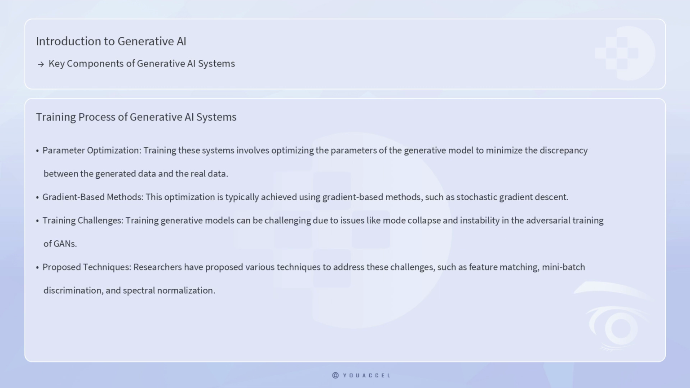The training process of generative AI systems is another crucial component that determines their performance and effectiveness. Training these systems involves optimizing the parameters of the generative model to minimize the discrepancy between the generated data and the real data. This optimization is typically achieved using gradient-based methods, such as stochastic gradient descent. However, training generative models can be challenging due to issues like mode collapse, where the generator produces limited diversity in the generated samples, and instability in the adversarial training of GANs. Researchers have proposed various techniques to address these challenges, such as feature matching, mini-batch discrimination, and spectral normalization, which enhance the stability and diversity of the generated data.